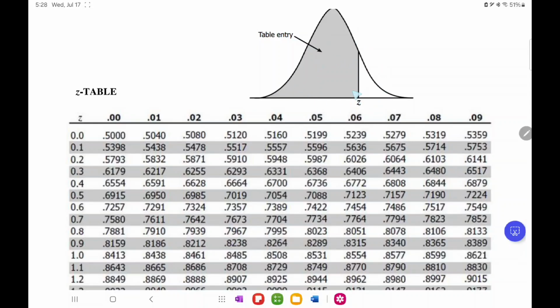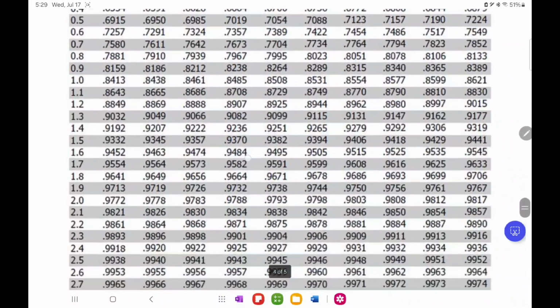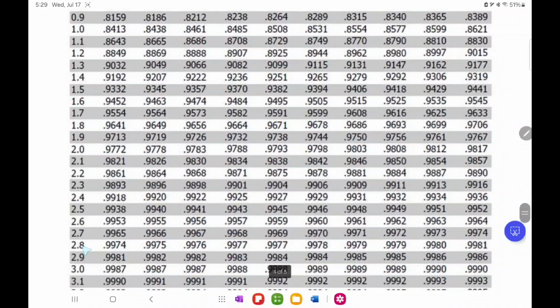Is always 1. So if we know this much of the area to the left, then to find the area to the other side, to the right of that value, just do 1 minus whatever area you found for the left side. All right, so our Z value is 2.85. This is the positive Z value table. So go down to 2.8.